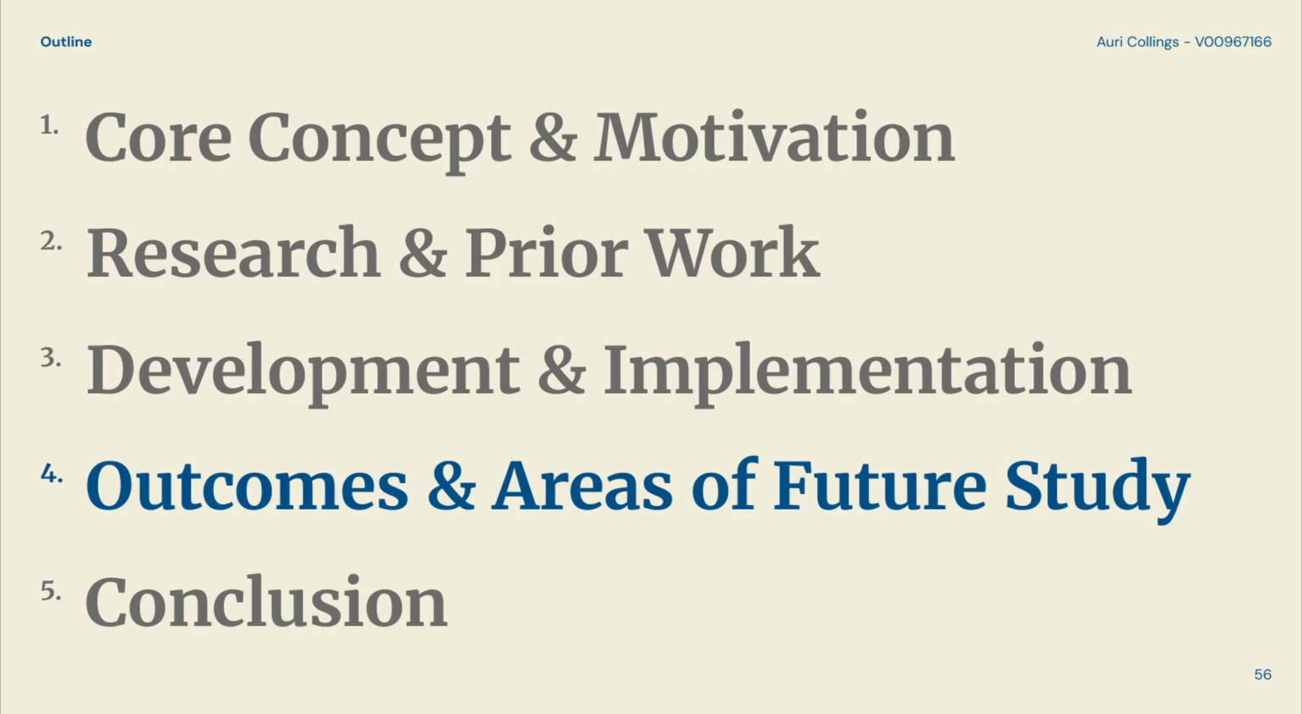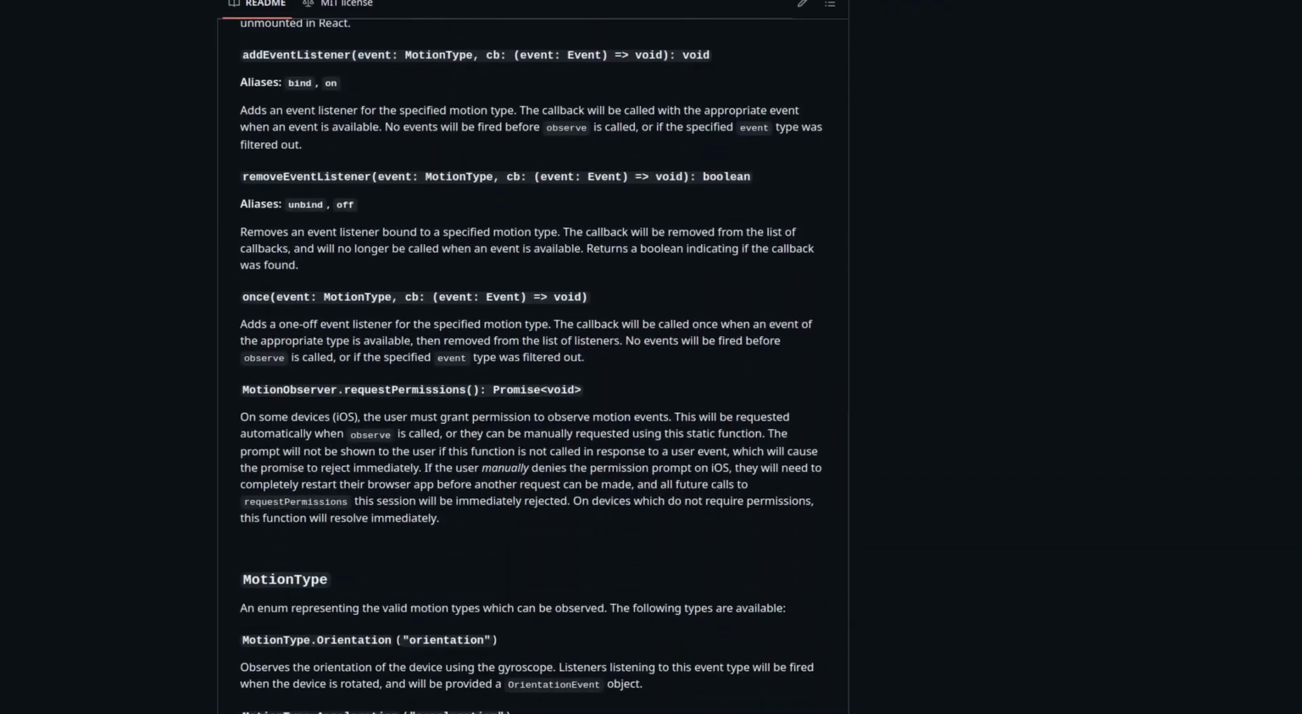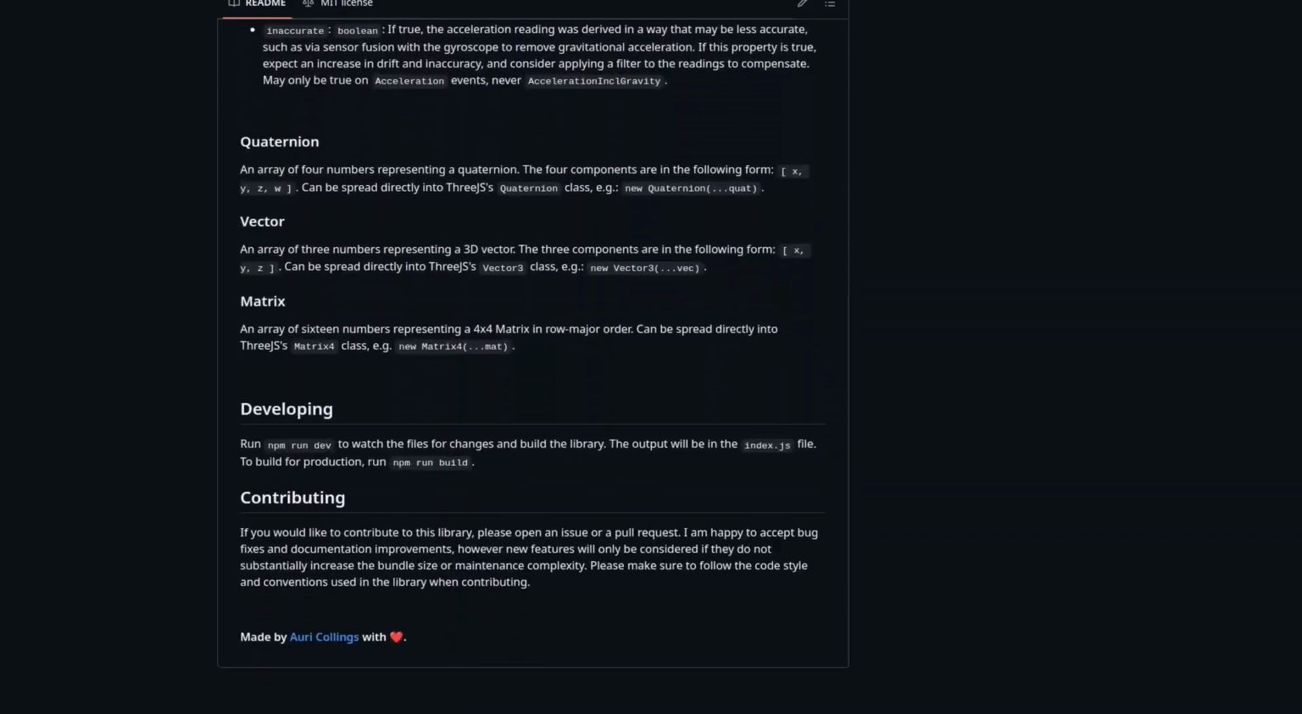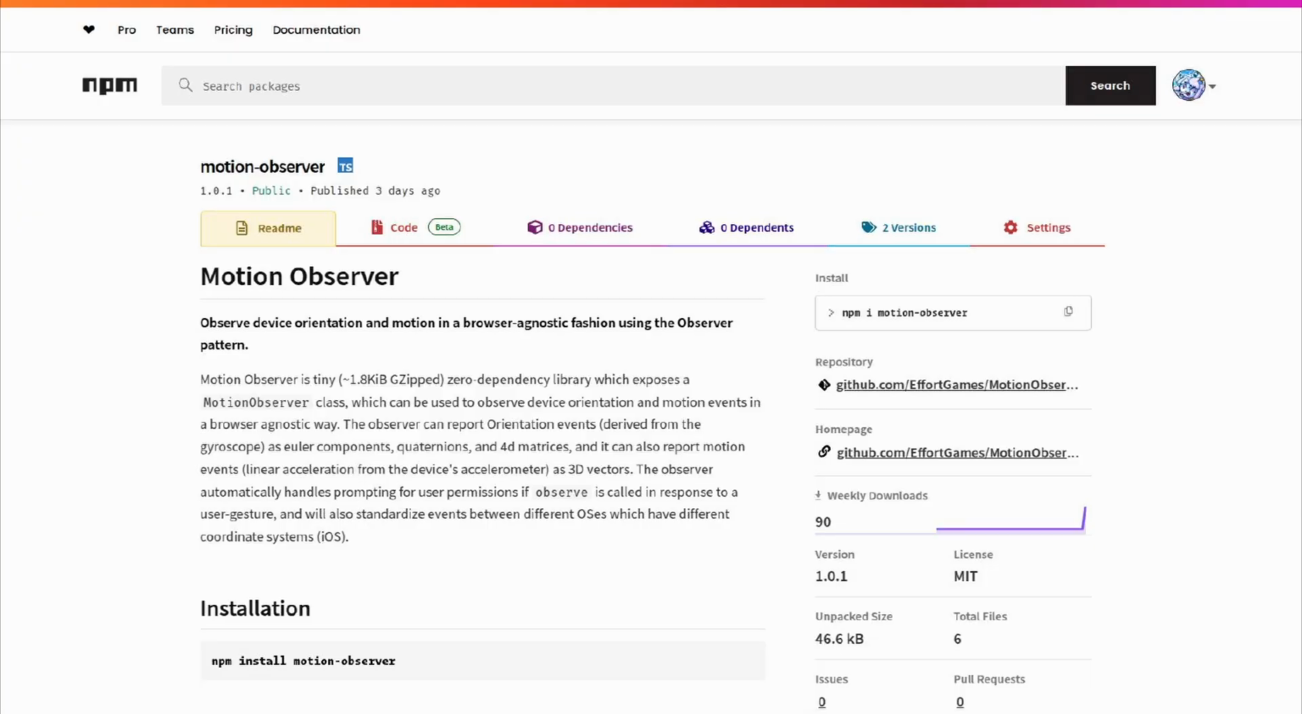Once that was done though, I wrote a really in-depth README documenting the library's capabilities and limitations and published it to NPM and GitHub for public use. In the 48 hours since then, it's gotten 90 downloads on the platform, which is honestly a lot more than I expected. Seriously, like, who are these people?